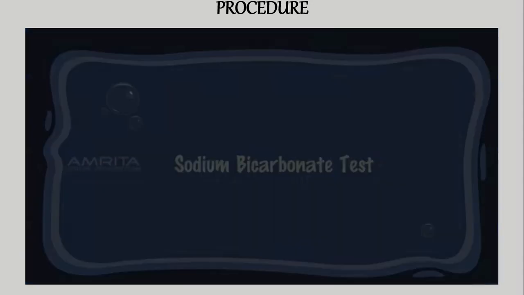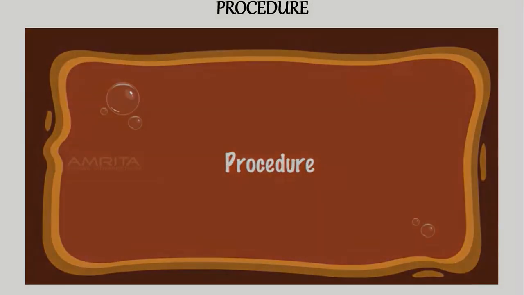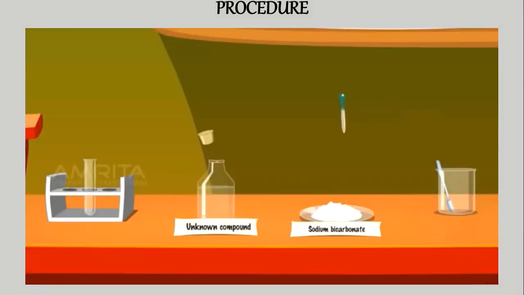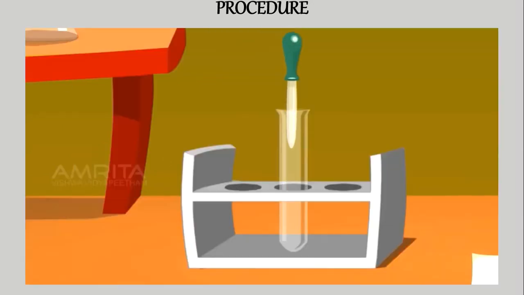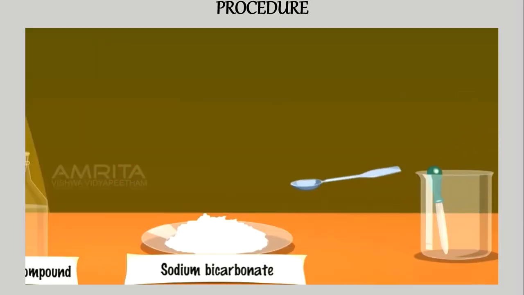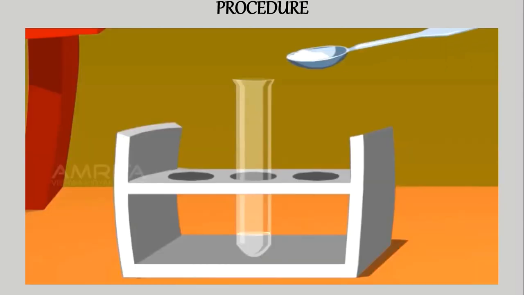Sodium bicarbonate test procedure. First of all, we will prepare the solution of unknown compound. Then we will take a few drops of the unknown compound in an empty test tube. Then with the help of a spatula, we will add some sodium bicarbonate to the solution and the reaction proceeds, and a brisk effervescence can be observed in the test tube. This confirms the positive result of the test.